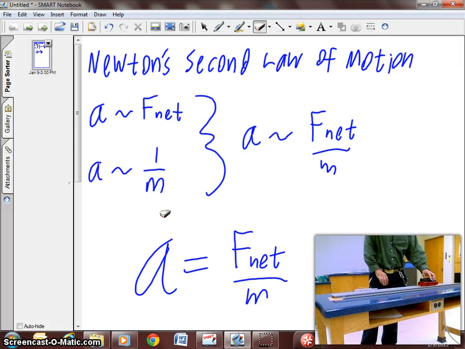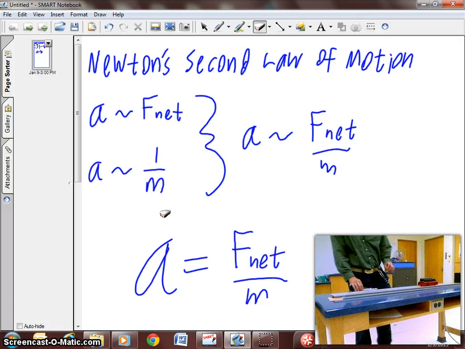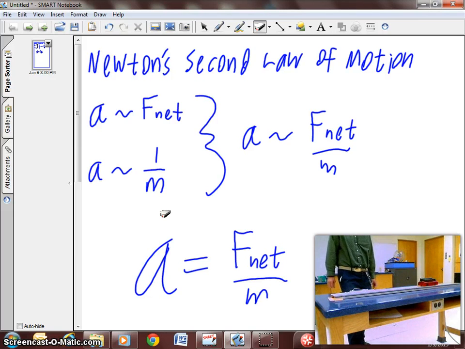So we can see that as the mass is increased, the acceleration decreases. Therefore, the acceleration is inversely proportional to the mass. So the second conclusion we can draw is that the acceleration of an object is inversely proportional to its mass.